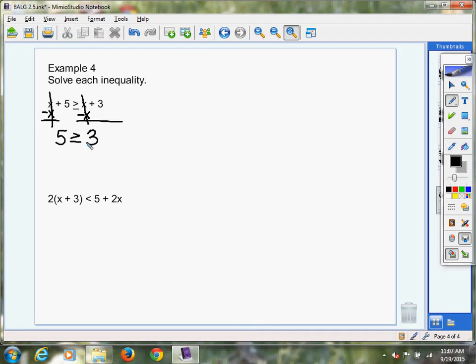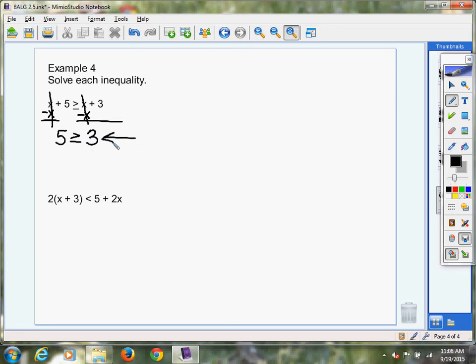Let's talk about what the answer to this question is, because they're asking us to solve the inequality. So you either get an answer, or you have no solution at all, or you have every solution. So those are your three possibilities. You either solve for x and actually get an answer, you have no solution, or you have every solution, all real numbers.